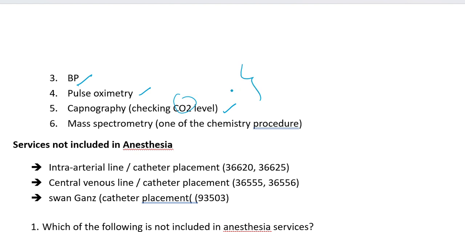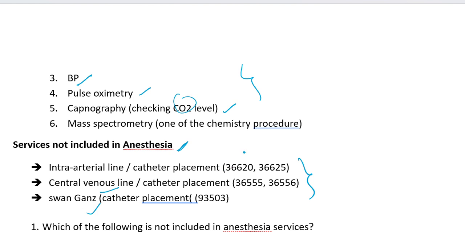Okay, you have to code anesthesia alone because these are already included in the anesthesia service. Now let's see some services not included in anesthesia. Those are not included in anesthesia, so these procedures have to be coded separately. That is central intra-arterial line, central venous line, Swan-Ganz. These catheter placements are not included in the anesthesia service.